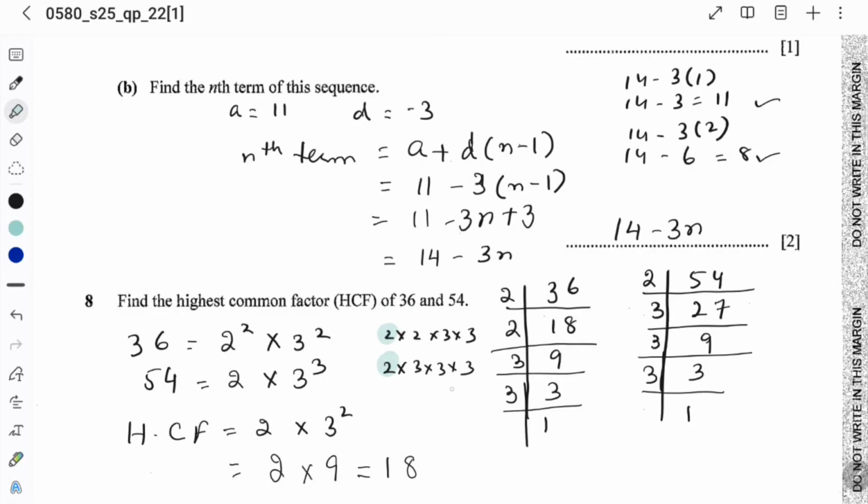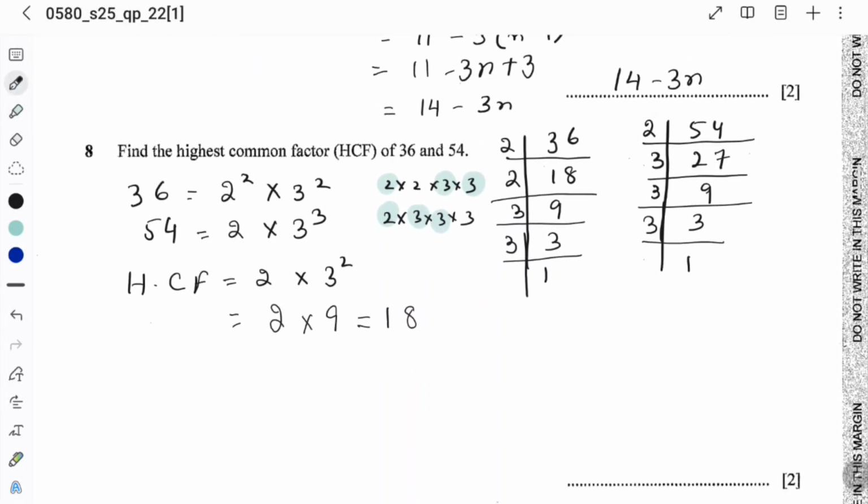Okay, we don't have 2 squared in the 54 number, but we have 3 like this. We took 2 into 3 square as the answer, and 2 into 3 square is 18. So 18 is the answer for this part.